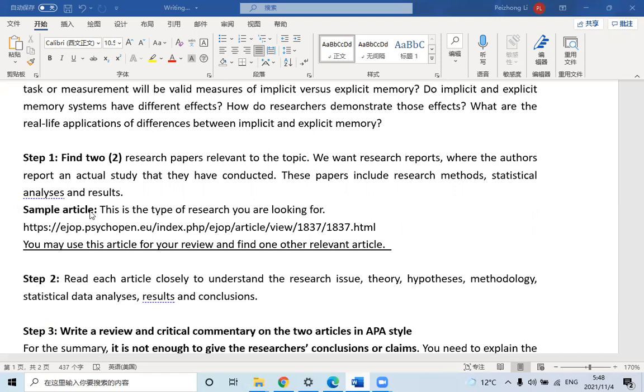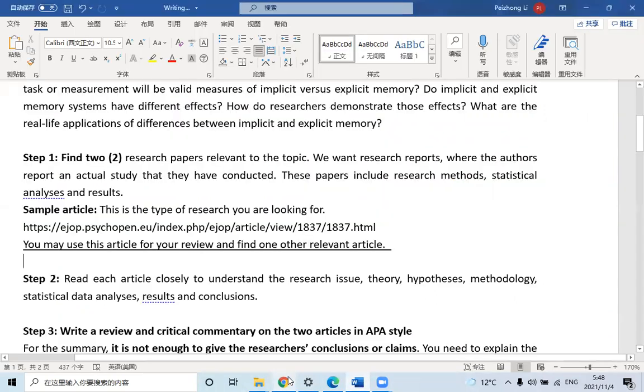I have some sample papers for you. You can use these samples. This sample paper we went through in class. I'm going to talk about it a little bit more in a while. But let me show you how to do a literature review and search for articles.